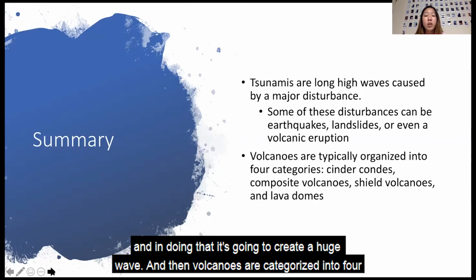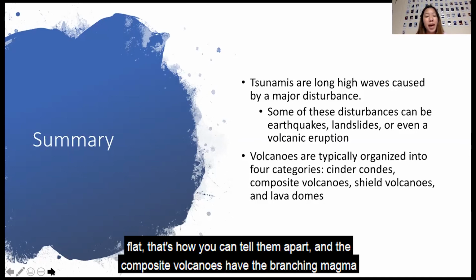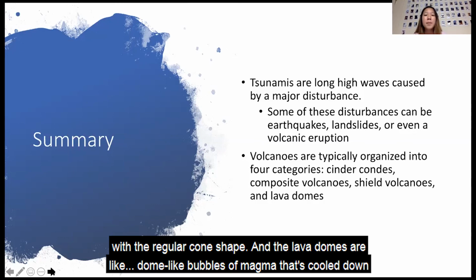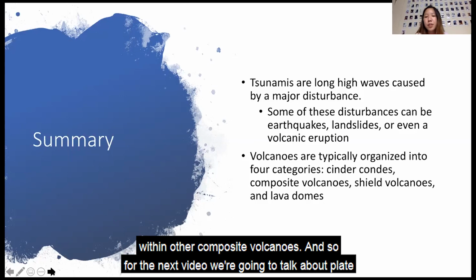And then volcanoes are categorized into 4 categories: cinder cones, composite volcanoes, shield volcanoes, and lava domes. Shield volcanoes are flat, that's how you can tell them apart. And then composite volcanoes have the branching magma paths. They're called conduit systems. And then the cinder cones are your general low volcanoes with the regular cone shape, and the lava domes are dome-like bubbles of magma that's cooled down within other composite volcanoes.